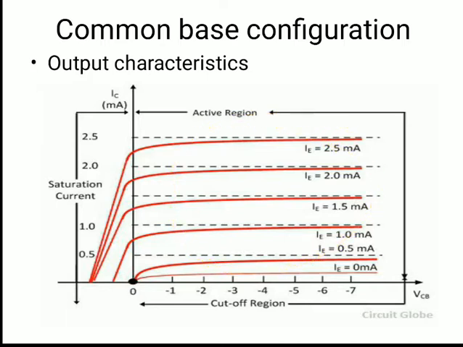right? This is the saturation region, and the last one here is the cutoff region, right? So we will see the significance of these three regions, that is saturation region, active region, and cutoff region, right? So you can see here, by changing the voltage, we can make the transistor work in any of these three regions, right? That is active region, saturation region, or cutoff region. So this was the common base configuration.